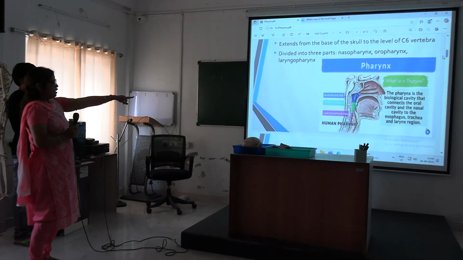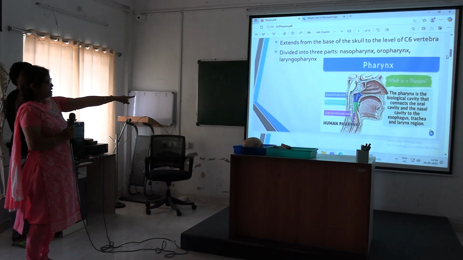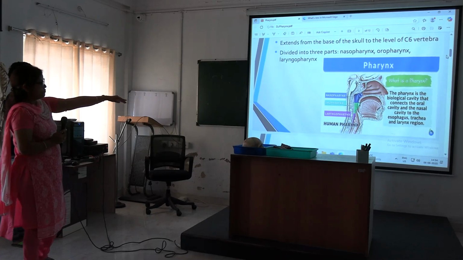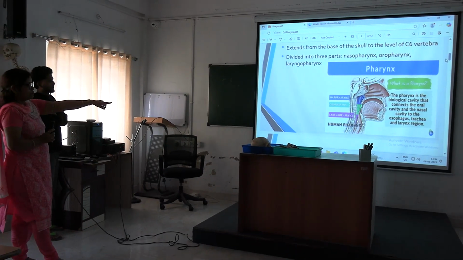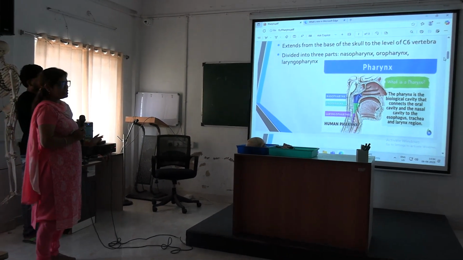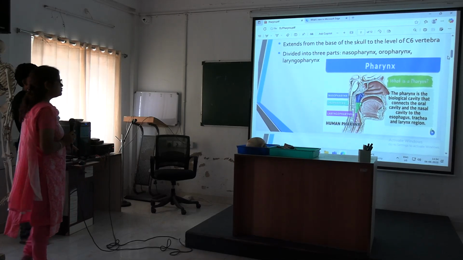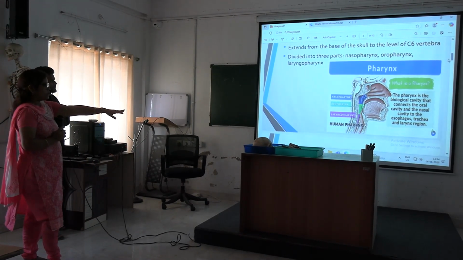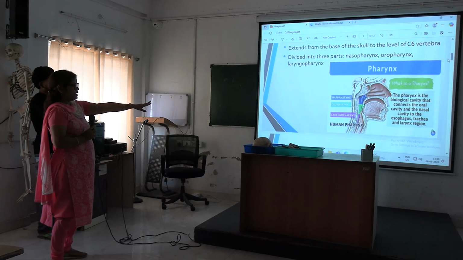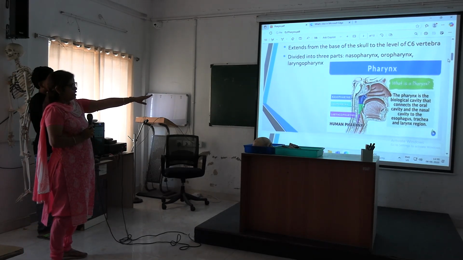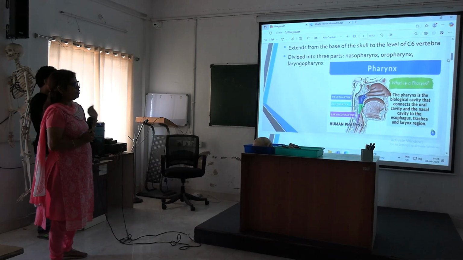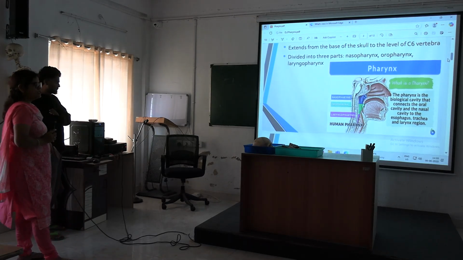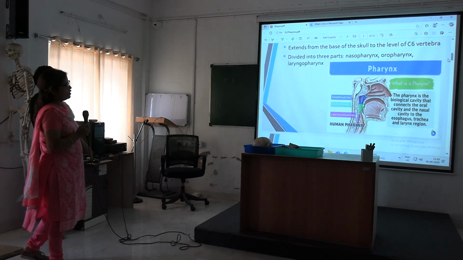Now the part behind the oral cavity is the oropharynx, bounded above by the soft palate and below by the upper border of the epiglottis, the green color. And behind the laryngeal inlet, behind the larynx, is the laryngopharynx, which is bounded above by the epiglottis and ends below at the lower border of the C6 cervical vertebra or cricoid cartilage.